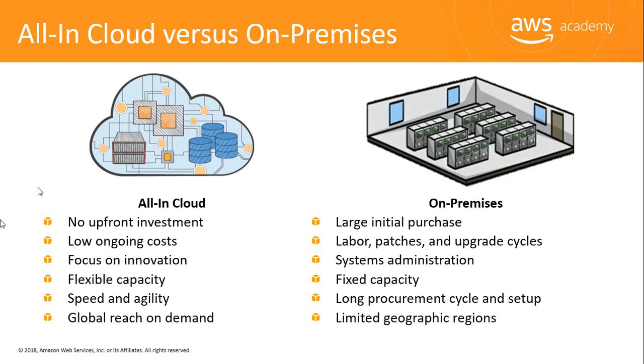Speed and agility is similarly the same thing. The more servers you have, the more speed you can get, and the fewer servers, the less speed. One more important thing is global reach on demand.